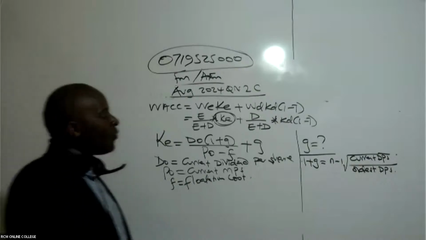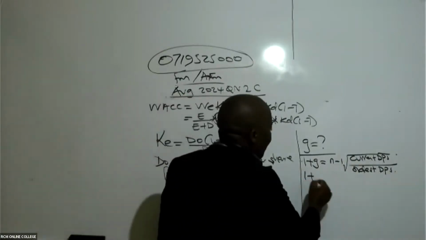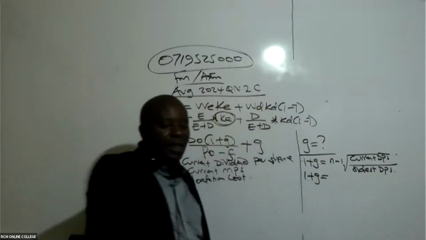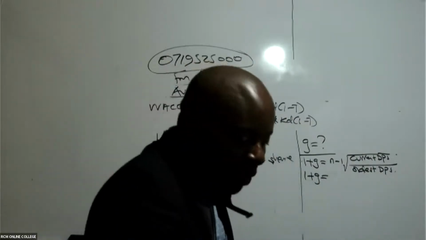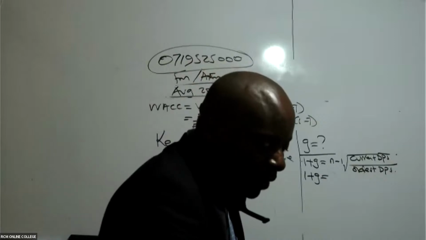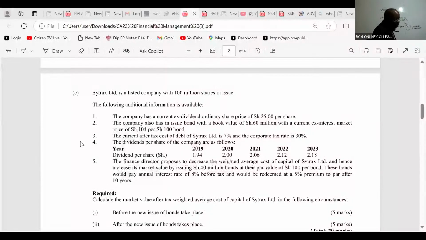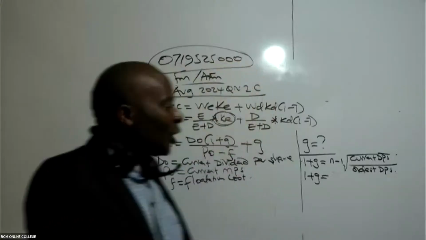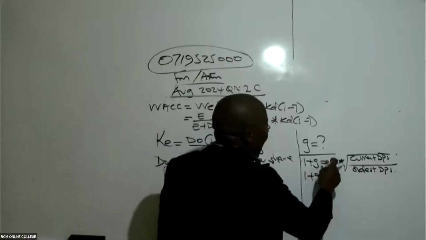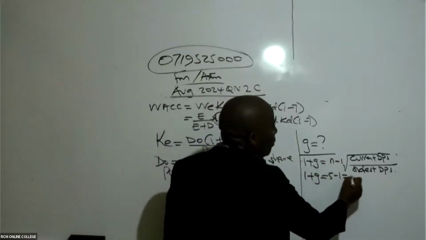Then what do we have here, my friends? 1 plus the growth rate in dividends. Please see the question provided. In note number 4, the dividends per share of the company are as follows. From 2019, they've given us these dividend amounts. How many years do we have here? 1, 2, 3, 4, 5. These are 5 years, so N is 5, and 5 minus 1 equals 4.